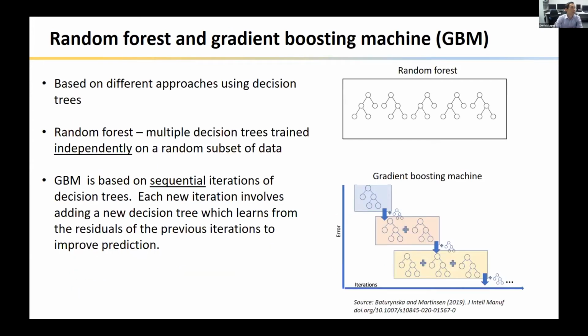Apart from logistic regression, we use random forest and gradient boosting machine. These approaches are based on decision trees. Random forest is based on multiple decision trees independently trained on a random subset of data. On the other hand, gradient boosting machine is based on sequential addition of decision trees. Each new iteration involves adding a new decision tree which learns from the residuals of the previous tree to improve its prediction.